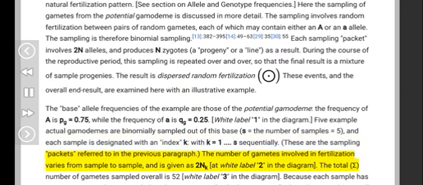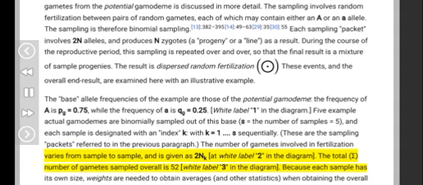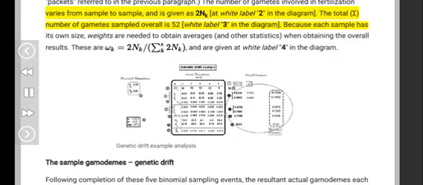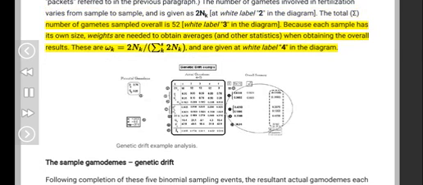The number of gametes involved in fertilization varies from sample to sample, and is given as 2 Nk at white label 2 in the diagram. The total number of gametes sampled overall is 52, white label 3 in the diagram. Because each sample has its own size, weights are needed to obtain averages and other statistics when obtaining the overall results. These are given at white label 4 in the diagram.